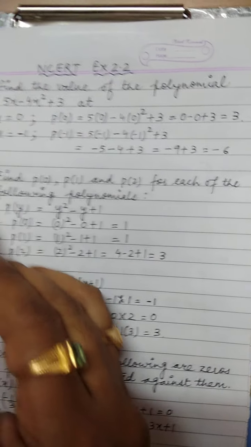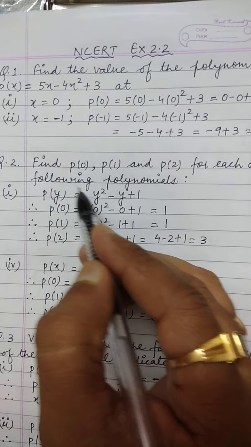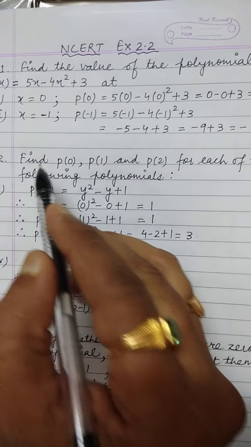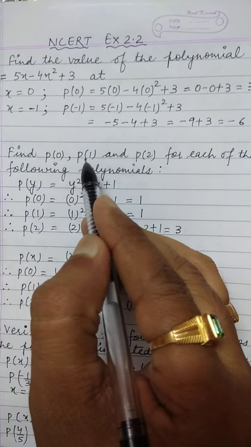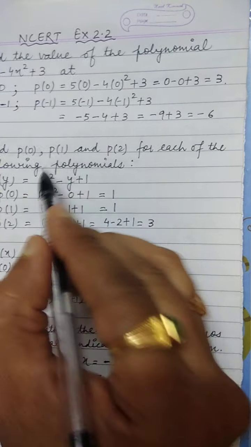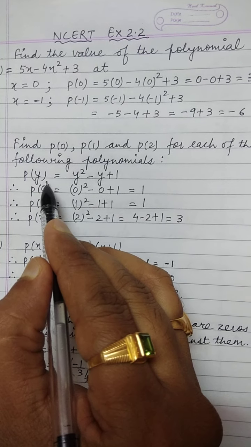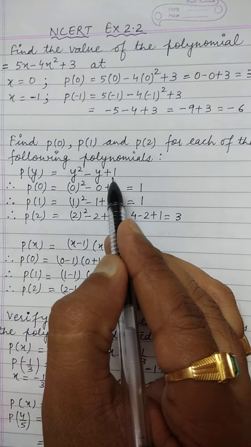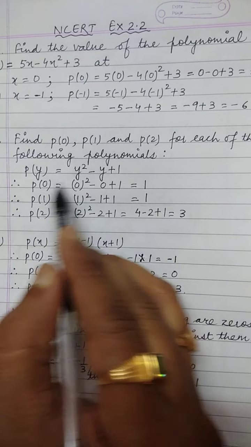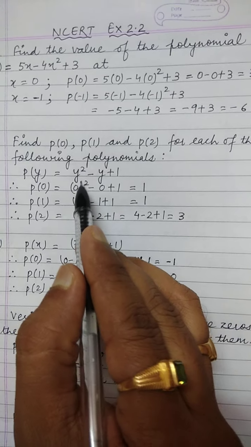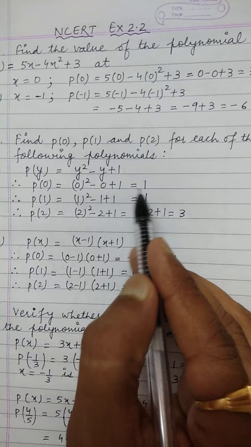Come to the second question. Here also I am solving two parts to make you understand what the question wants. So here the question is to find out p(0), p(1) and p(2) for each of the following polynomials. So the polynomial is, in the first case, p of y is equal to y square minus y plus 1. So we want to find p(0). So p(0), substitute y is equal to 0 in the given polynomial. You get 0 square minus 0 plus 1. So the answer will be 1.